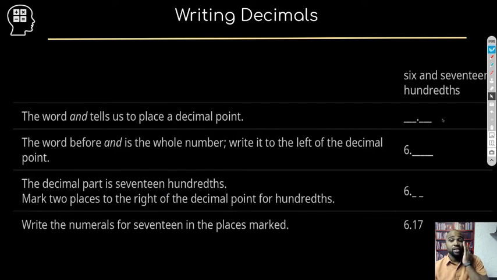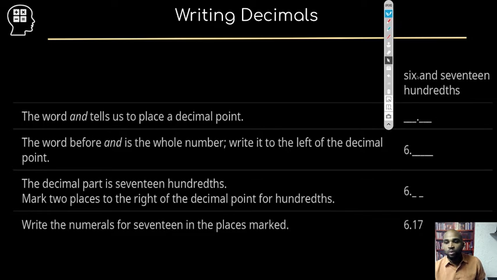Now, how do you write decimals? What if I gave you this time the word, but you write it? How would you write this? So the word "and" tells us to place a decimal. I bet you could do this one. 6 and 17 hundredths. The word before "and" is the whole number. Write it to the left, which is what we did. 6. The decimal part, we put 17, and we end up with this.